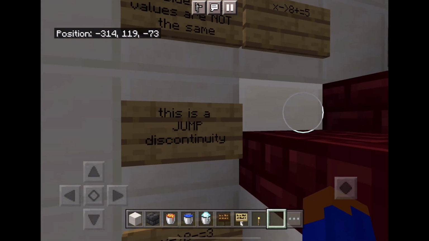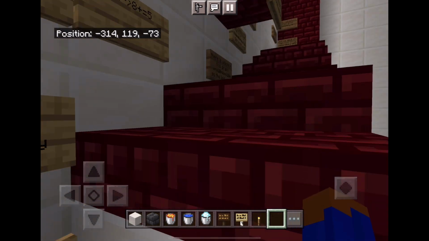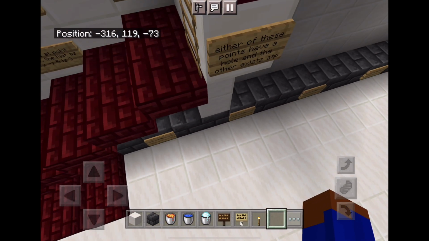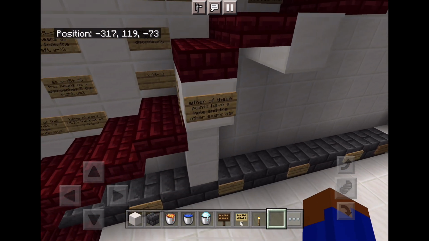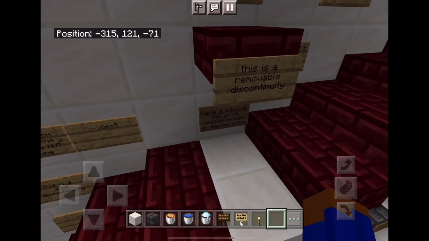This is a jump discontinuity, and this is a jump discontinuity. As x approaches 8 from the left, y is 3, and as x approaches 8 from the right, y is 5, so since those numbers are different, it's a discontinuity, and at either of these points, there's either an open hole or a closed point.